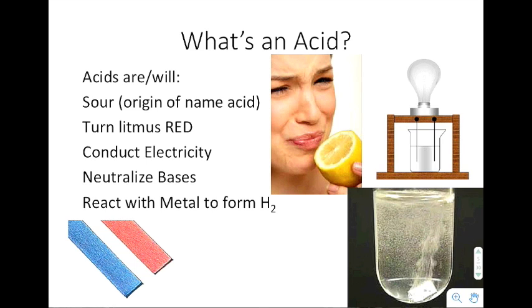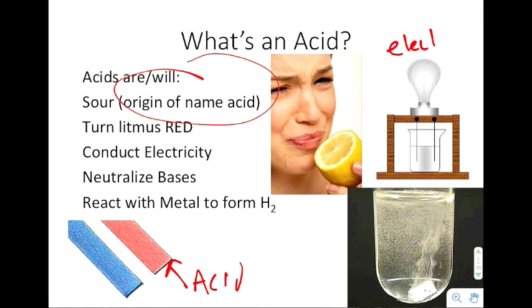So what's an acid? We know that acids are sour, and that's actually the origin of the name acid, which comes from an ancient term for sour. We know that acids will turn litmus paper red, like you can see right here. This would represent an acid. We know that they conduct electricity, that they're electrolytes, which means that they are going to dissociate in water.